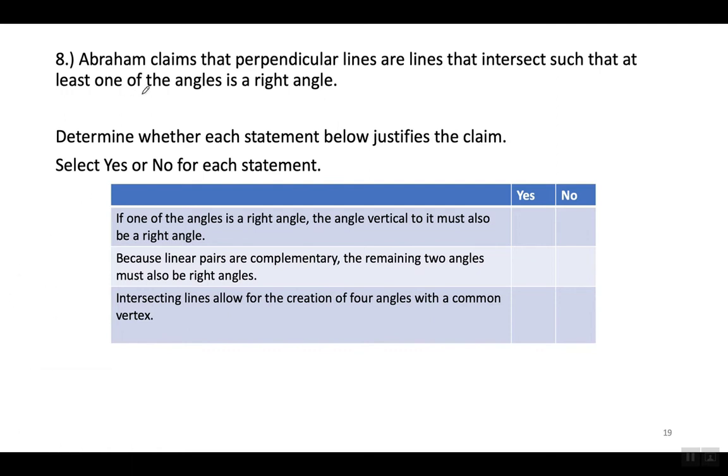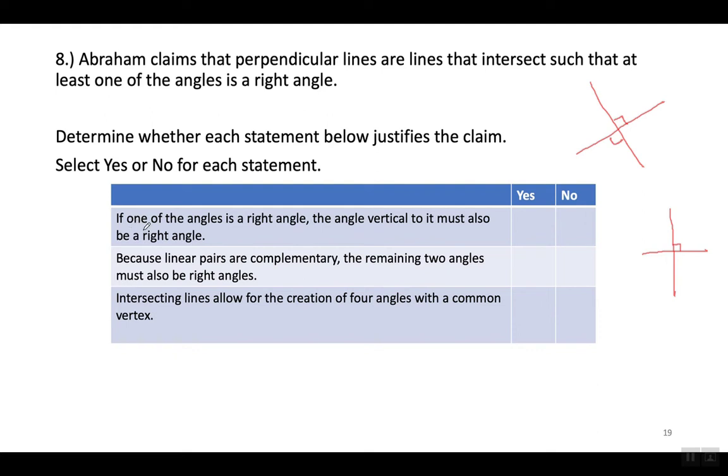It says Abraham claims that perpendicular lines are lines that intersect such that at least one of the angles is a right angle. Okay, perpendicular lines, in case you forgot, are something like this. They can look like that. In perpendicular lines, all four angles are 90-degree angles. They could look like this. It's basically a cross, and they form 90-degree angles everywhere. Those are perpendicular lines. Okay, so it says here, determine whether each statement below justifies the claim. Select yes or no for each statement.